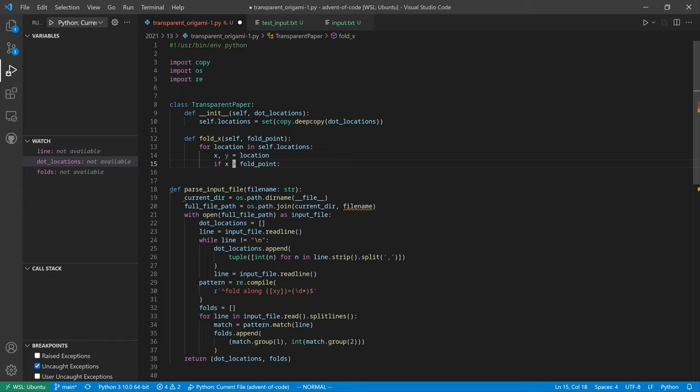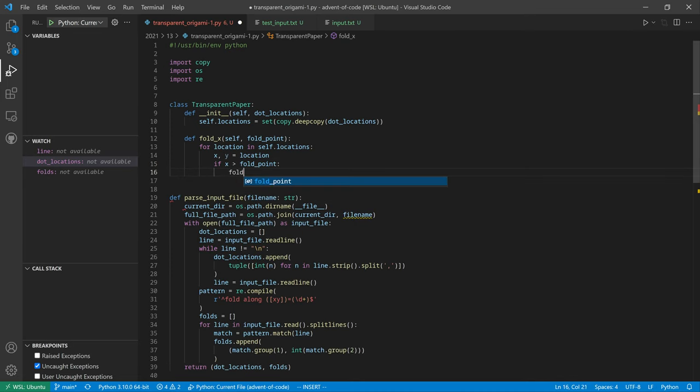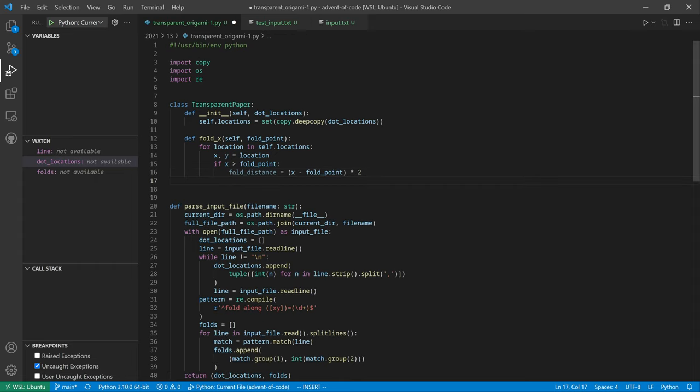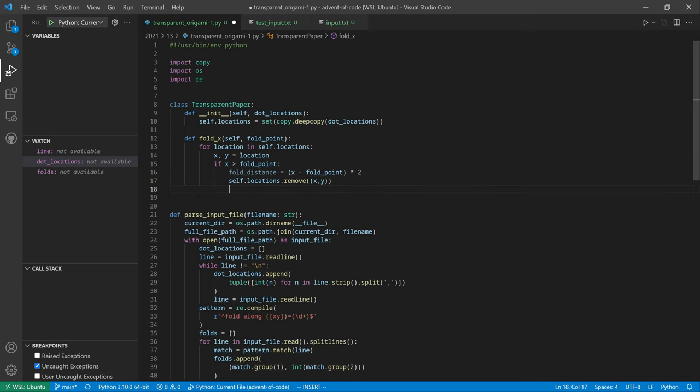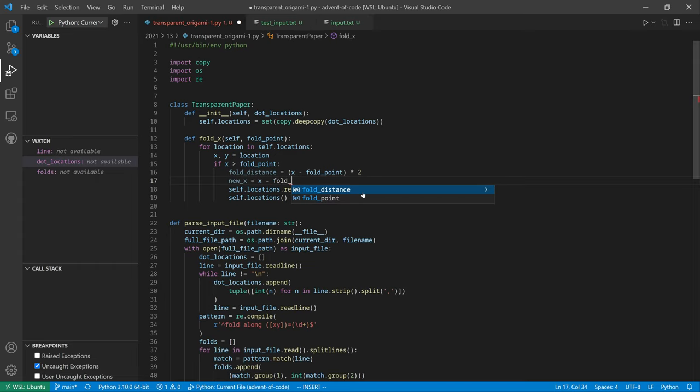So we only need to do something if x is greater than the fold point, right? It's to the right of the fold. Fold distance is equal to x minus fold point times 2. And then what we want to do is self.locations.remove xy. Then self.locations, new x equals x minus the fold distance. Add new x, y. There you go.